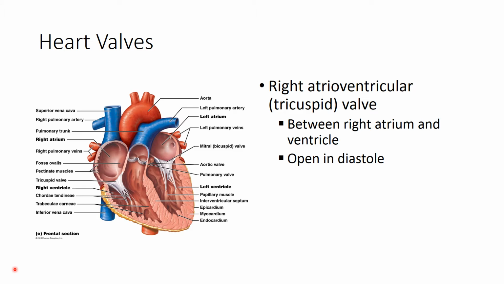This valve is going to be open during diastole. Now remember that the cardiac cycle of the heart is made of a diastolic period when the heart is relaxed and is filling with blood. And then it has a systolic part when the heart is contracting and ejecting blood. Okay, and diastole and systole again typically refer to the ventricular activity of the heart.